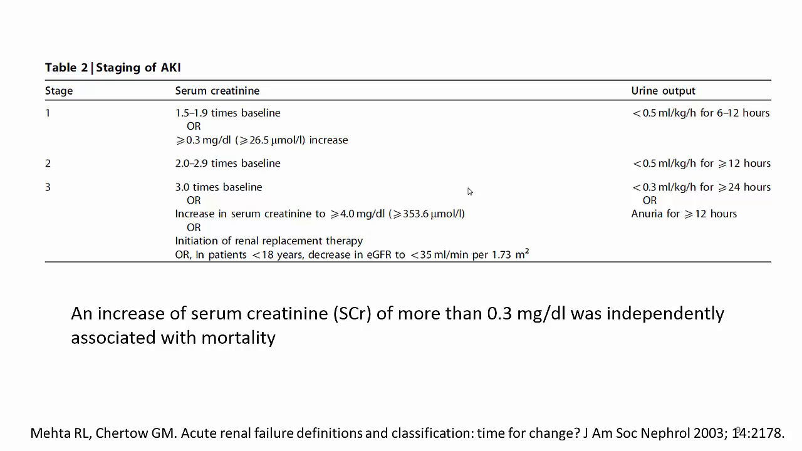There are a couple of other definitions of stages of acute kidney injury, but the general theme is that the more creatinine elevation you have, the higher the stage, which makes sense. But you also have to remember that urine output is also part of the staging. So if you're anuric for more than 12 hours, then you pretty much have stage 3.